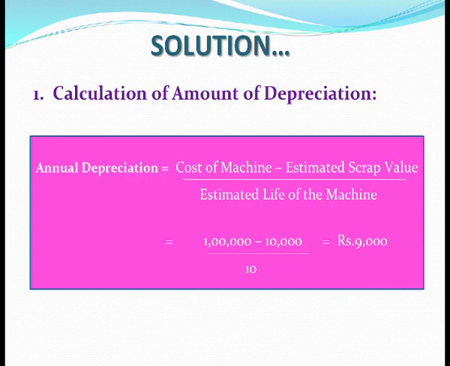Now let us proceed further. The calculation of the amount of depreciation would be the cost of the asset minus the scrap value divided by the estimated useful life of the machinery. So the annual depreciation would be, the cost is 1 lakh minus the scrap value, that is 10,000, divided by the useful life of the asset, which is 10 years. So the amount turns out to be 90,000 divided by 10. So 9,000 becomes a uniform, consistent amount which needs to be charged to depreciation on an annual basis.